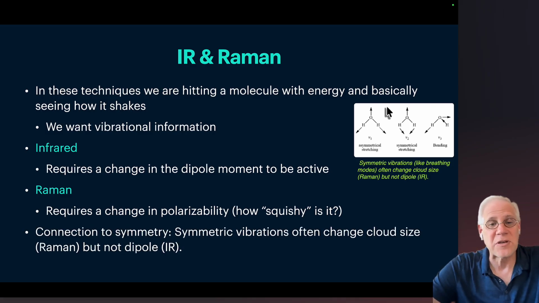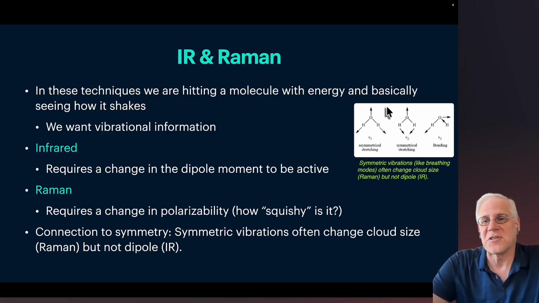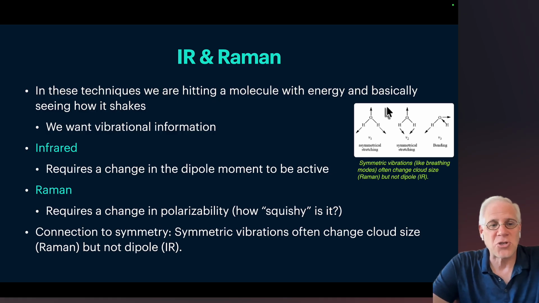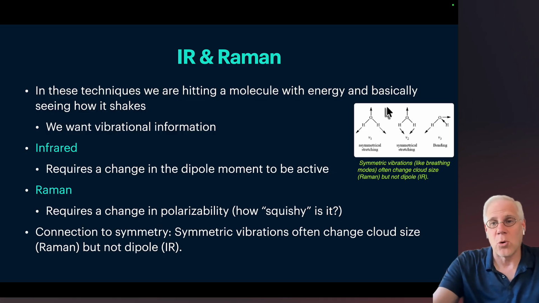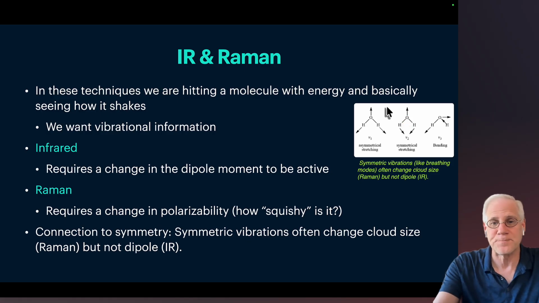So the connection to the symmetry, as I mentioned, is the symmetric vibrations that we have. We see symmetric vibrations here, symmetrical stretching. I think this would be considered an asymmetrical bend, or just a bend there. But symmetrical vibrations, such as the one we have in the middle, often change cloud size, but not the dipole. So something like this second mode here would be Raman active, but it's not going to change the dipole because the H's are still in the same place relative to each other and to the oxygen. So the dipole itself really wouldn't be changing.